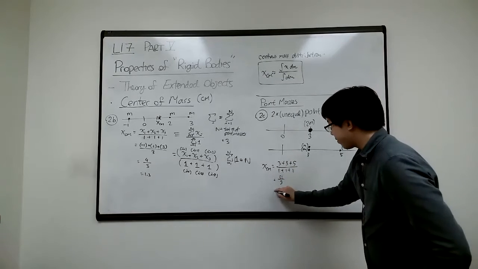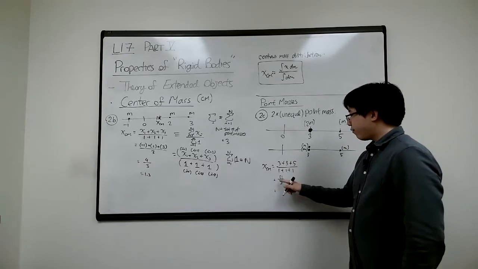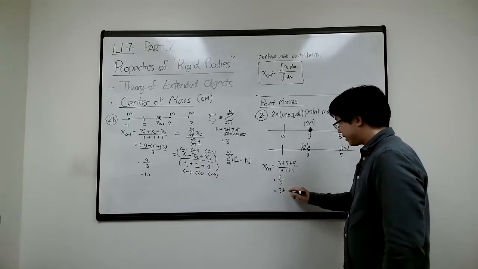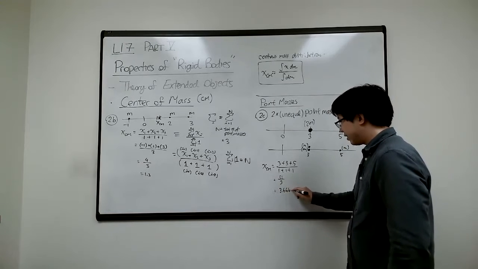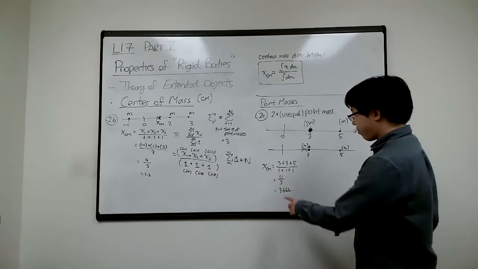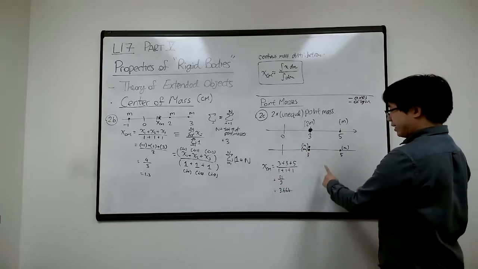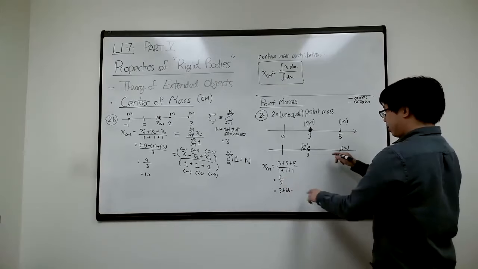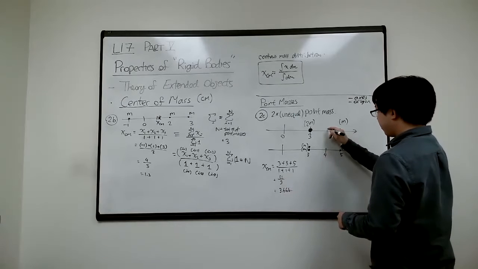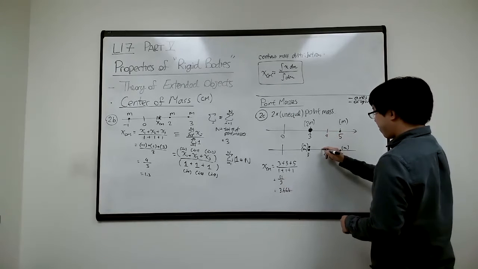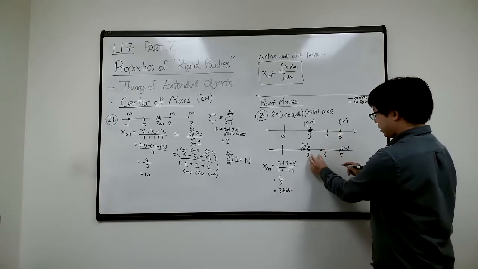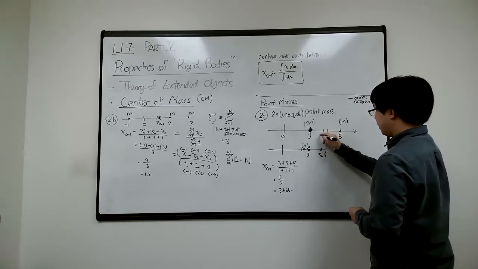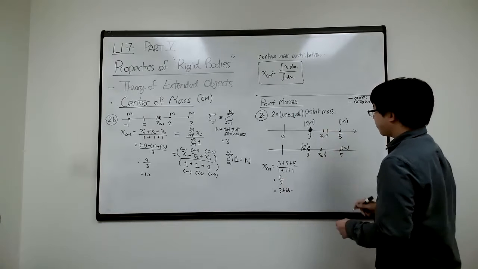So what's 11 over 3? That's just shy of 12 over 3, and 12 over 3 is 4. So this is 3.666, or 3 2/3 essentially. So just under 4. That point's 4, but XCM is 2/3 of the way, so this is XCM.